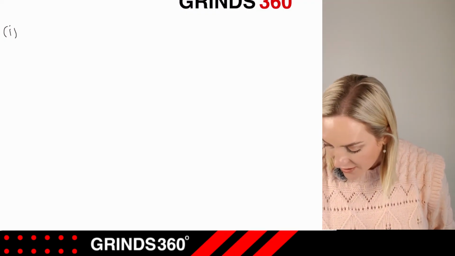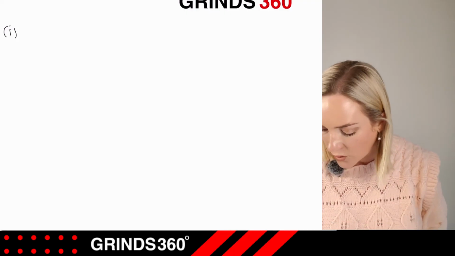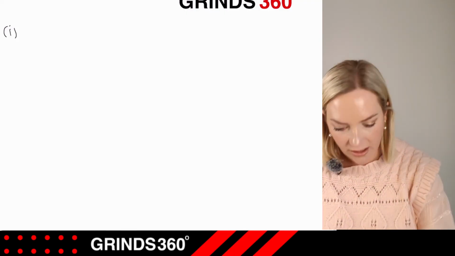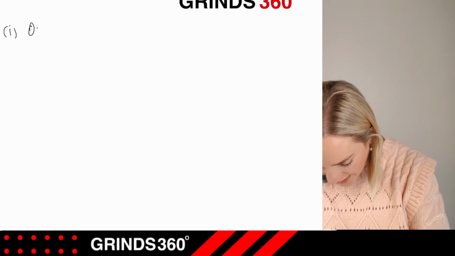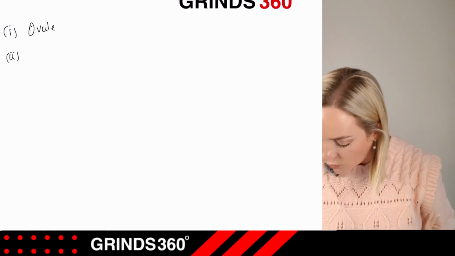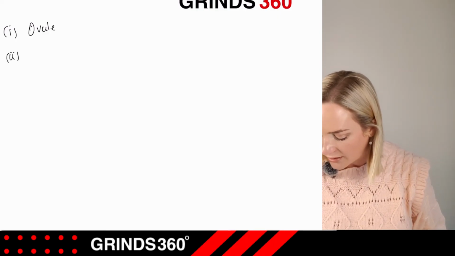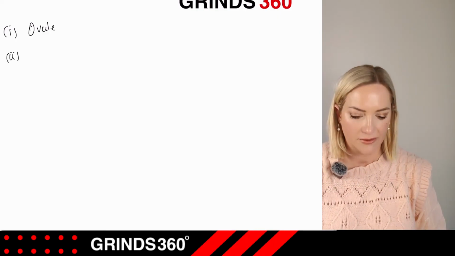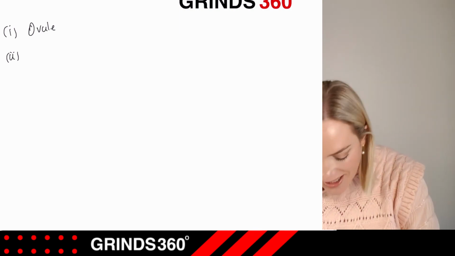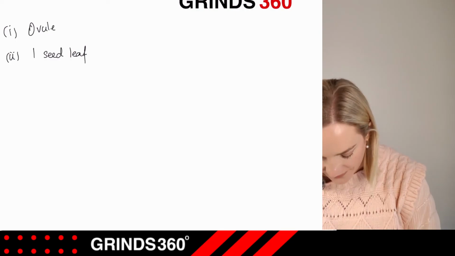Following fertilization, from which part of the flower is the seed formed? And the seed is formed from the ovule. So I'm just going to write here ovule. Number 2 says, what is meant by the term monocotyledonous? What is meant by the term monocot? Monocot is one seed leaf.